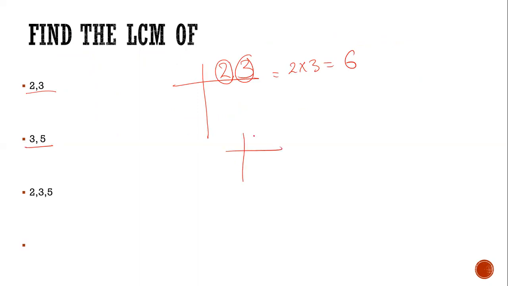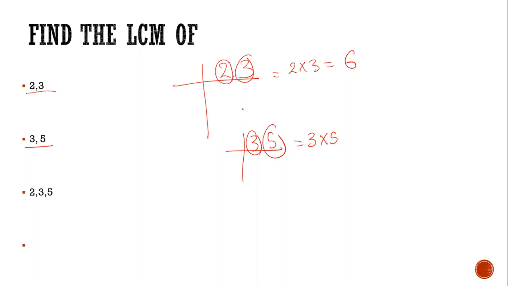Let's try some other numbers. Find the LCM of 2 and 3. Same process. Is there any number that can divide both 2 and 3? They are prime numbers themselves, so only 1 can do that, so the answer will just be 2 times 3. 2 times 3 is 6. Now 3 and 5. 3 and 5 are prime numbers also. There isn't any other number that can divide the two of them. So it's just going to be 3 times 5.